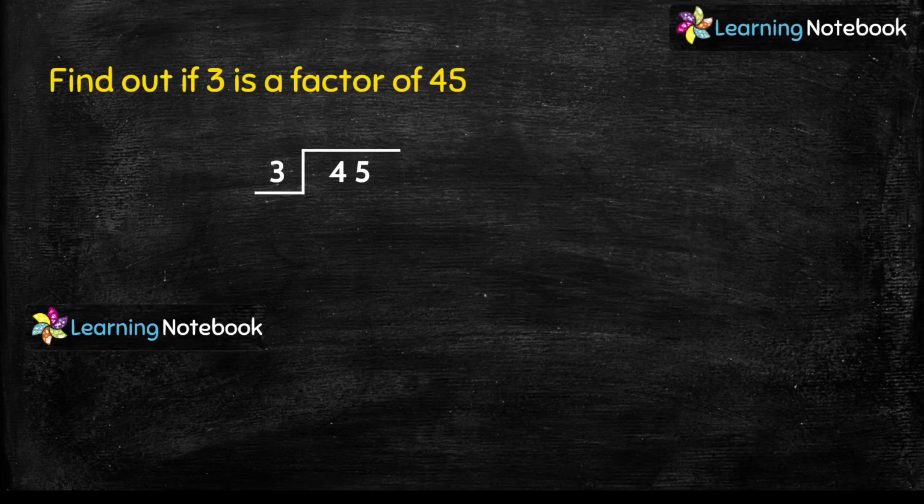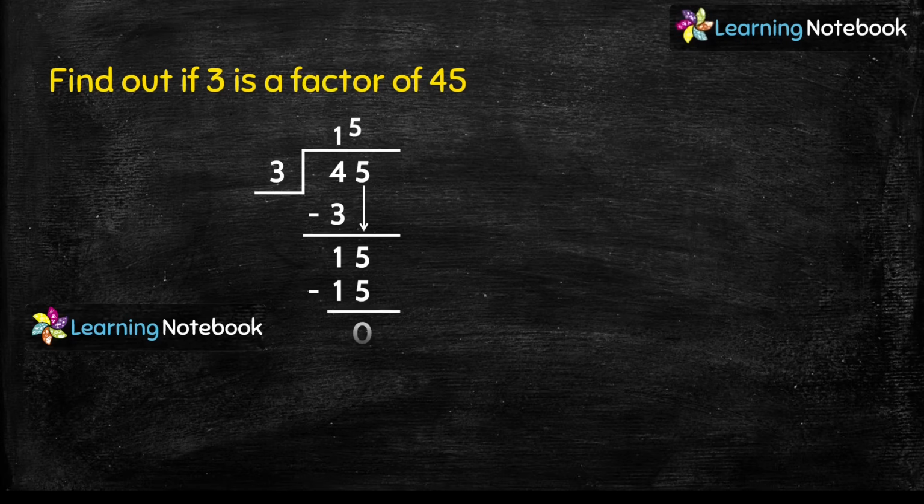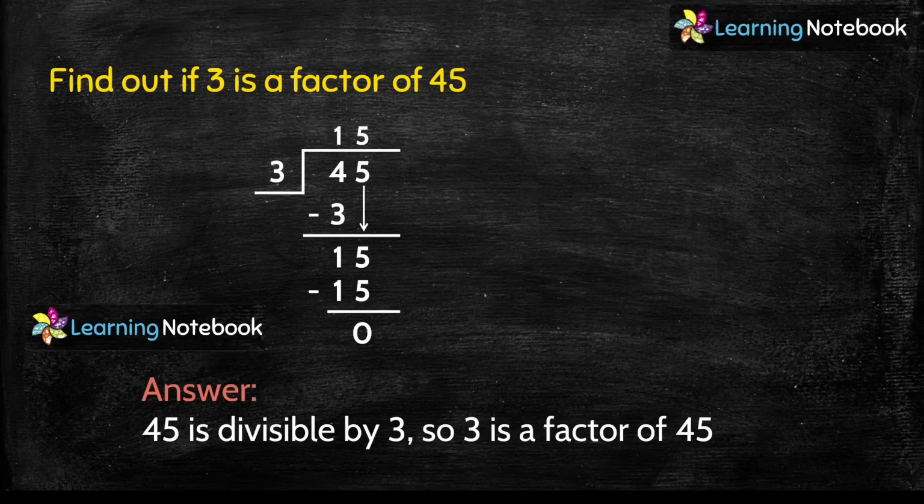So let's divide. 3 multiplied by 1 equals to 3. 4 minus 3 equals to 1. Copy 5 and then 3 multiplied by 5 equals to 15. And 15 minus 15 equals to 0. So here we have got the remainder as 0. So it means 3 is a factor of 45.